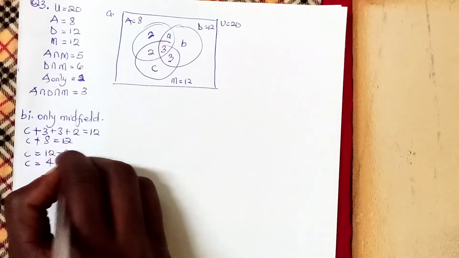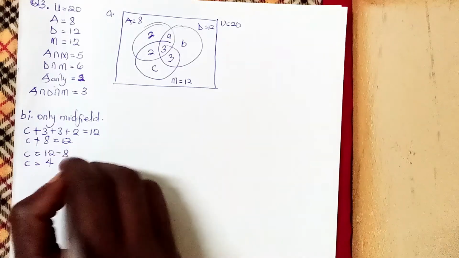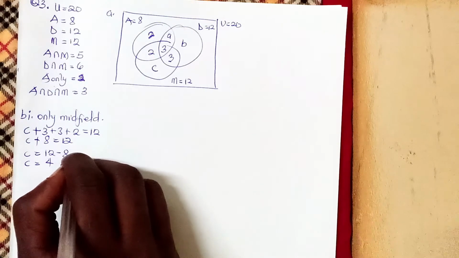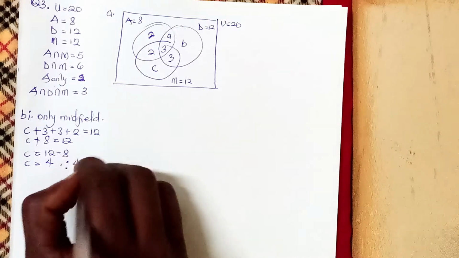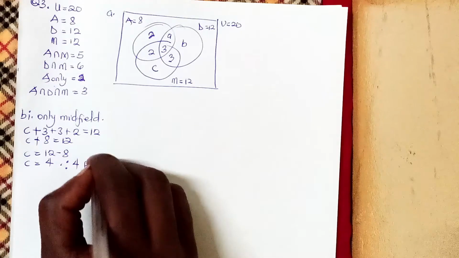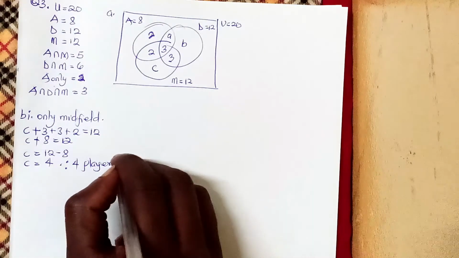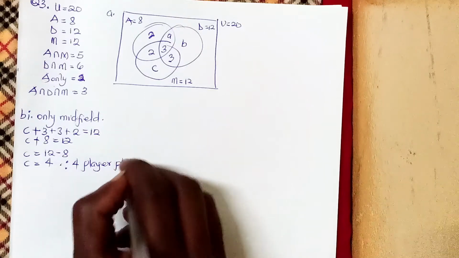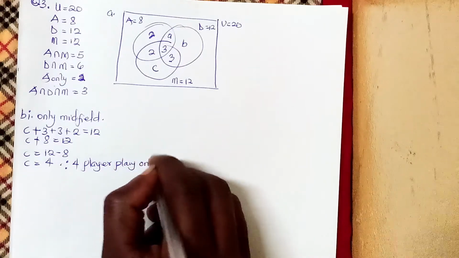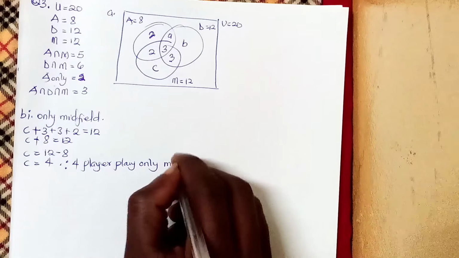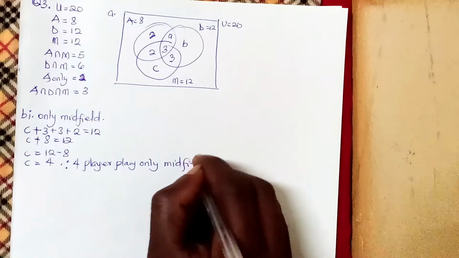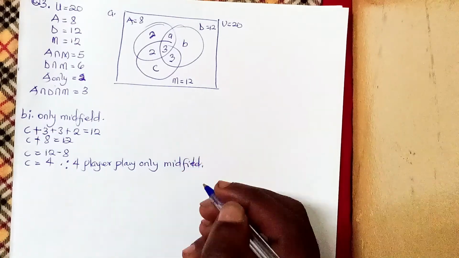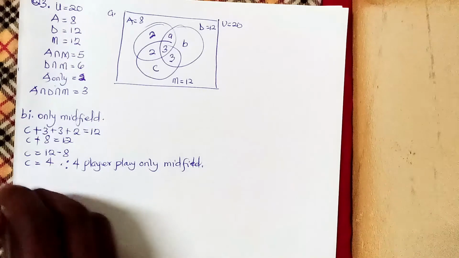So we can write, therefore, 4 players play only midfield. Let's move to the II.